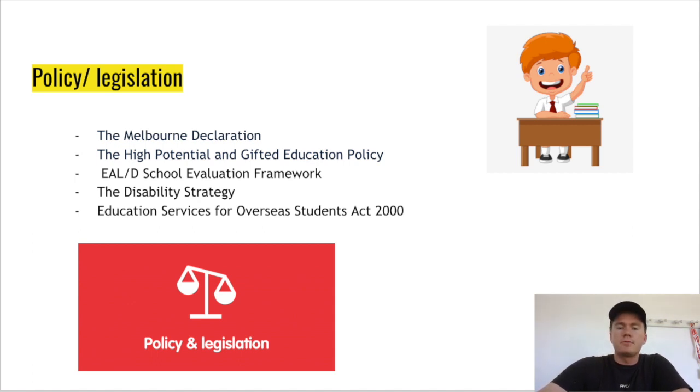The High Potential and Gifted Education Policy is another, which provides several professional development and praxis implications for teachers in the classroom to ensure the development of gifted and talented learners. We also have the EALD School Evaluation Framework, which provides schools the potential to evaluate their EALD programs and their effectiveness for these students. The Disability Strategy, which is accompanied by other standards to ensure effective education is delivered in safe environments to those with disabilities. And the Education Services for Overseas Students Act, to allow teachers to understand how to run an inclusive classroom.